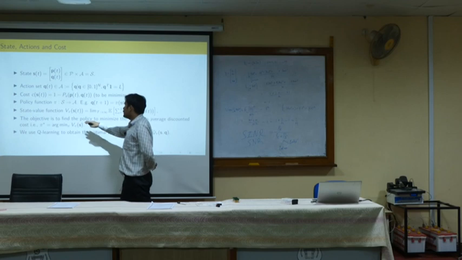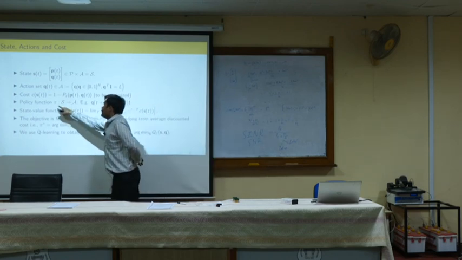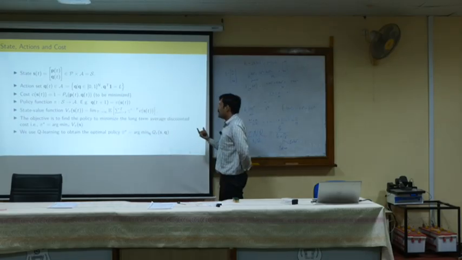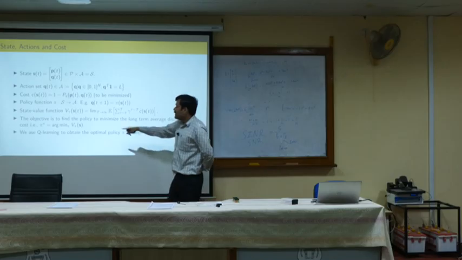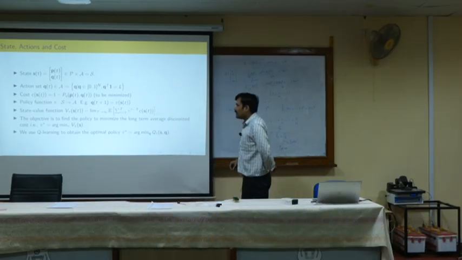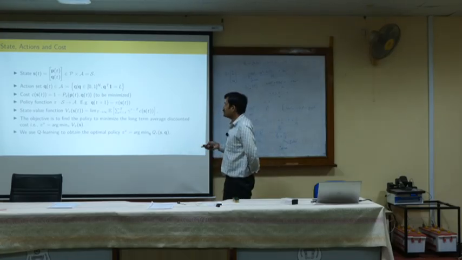So the objective is to find the policy, that is this mapping pi which maps state to action, such that it minimizes the long term average discounted cost, that is v pi, this equation. So we use Q-learning to obtain the optimal policy by this. Okay.